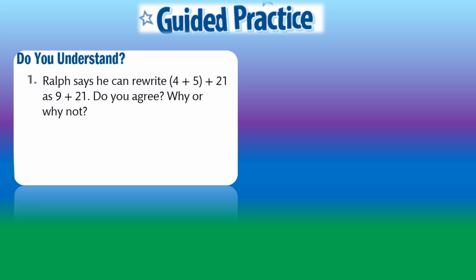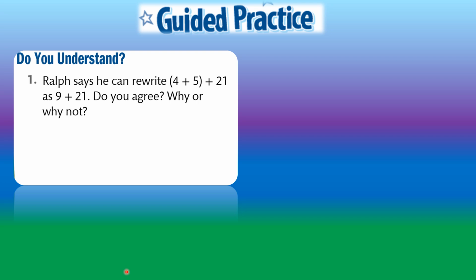Ooh, that's right. We need to do our Do You Understand ones. Okay, let's go through this quickly. Ralph says he can rewrite 4 plus 5 plus 21 as 9 plus 21. Do you agree? Why or why not? Okay, so that's going to be a yes or a no, and then you need to tell me why you're saying yes or no. Go ahead and pause if you need a little bit of time to respond. But we're going to move forward in 3, 2, and 1.